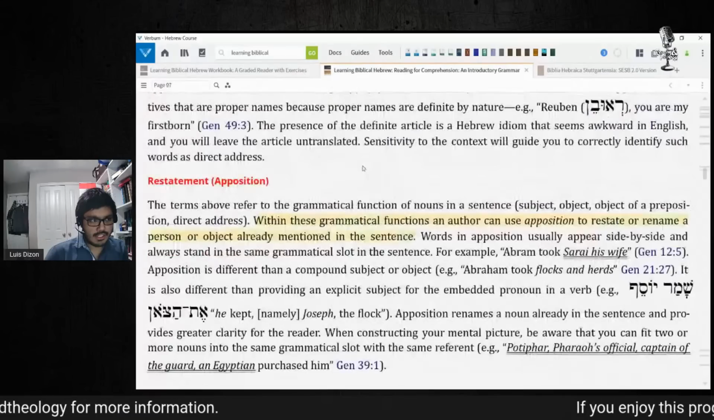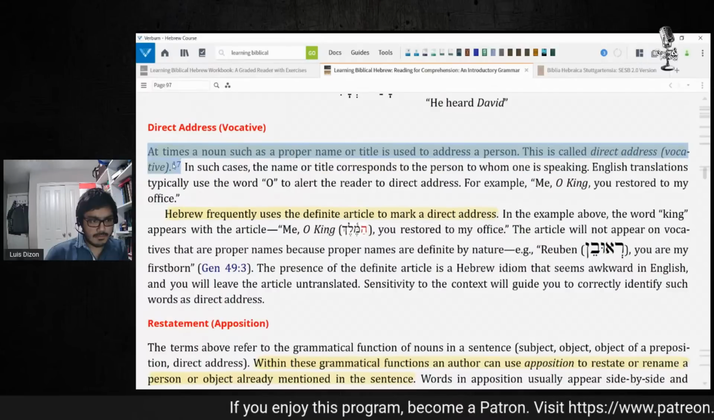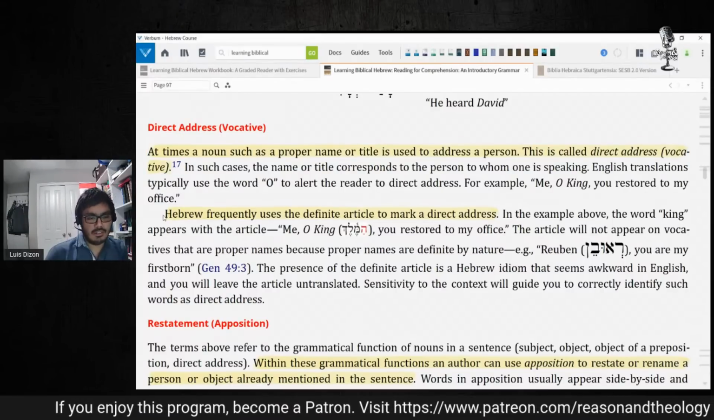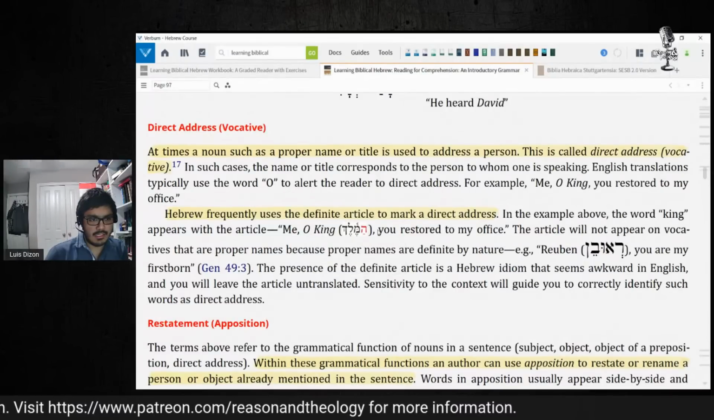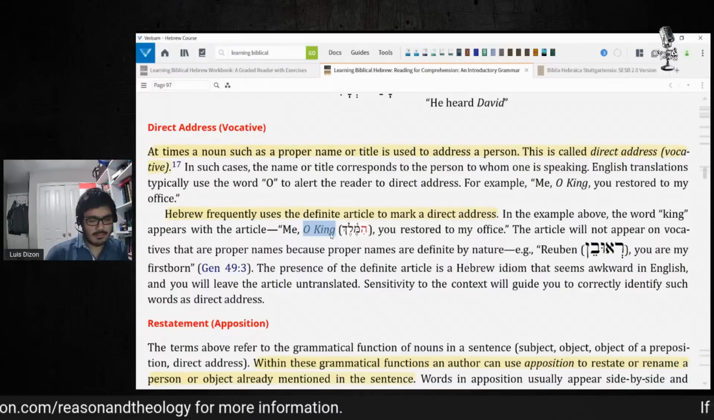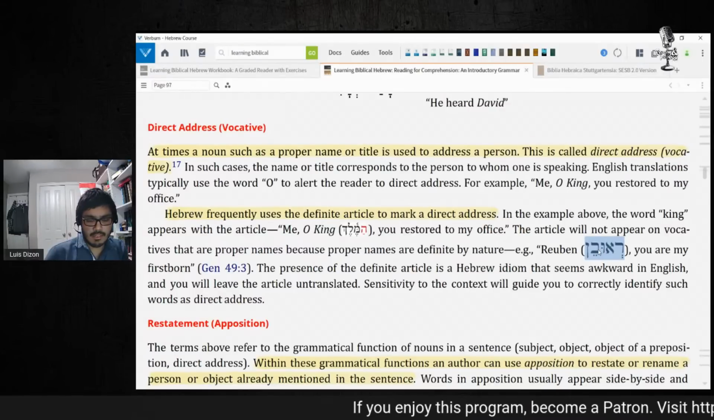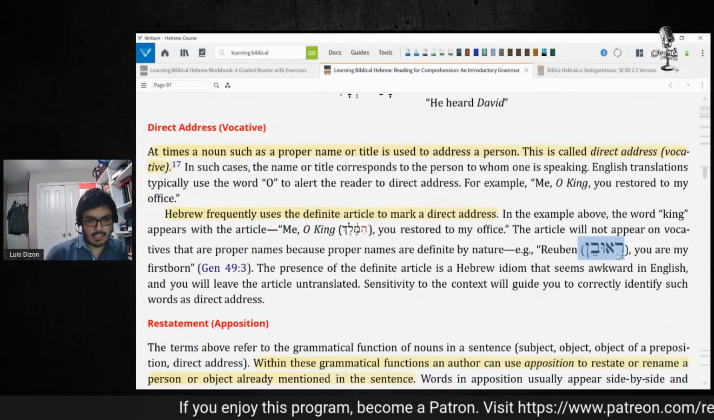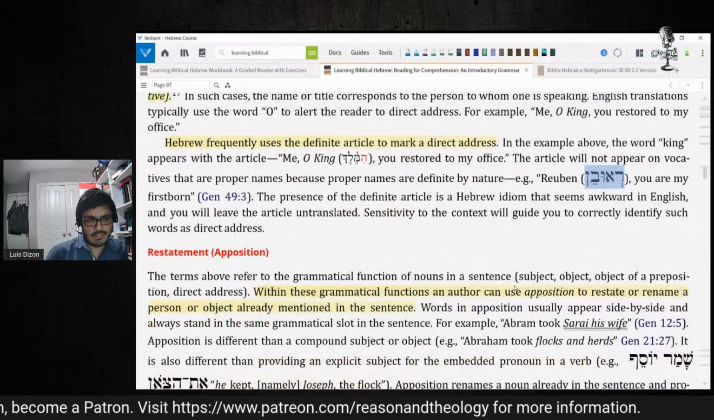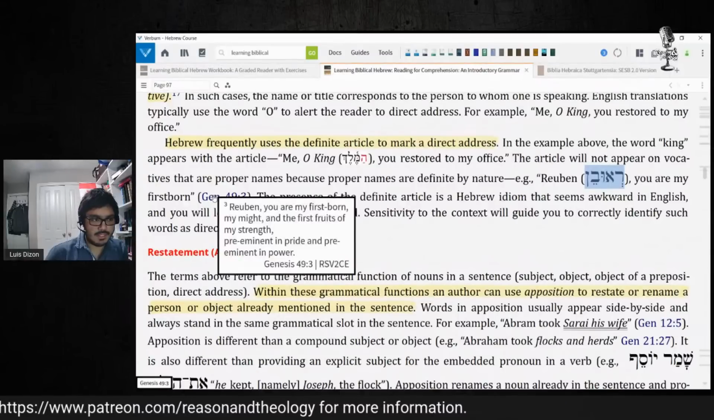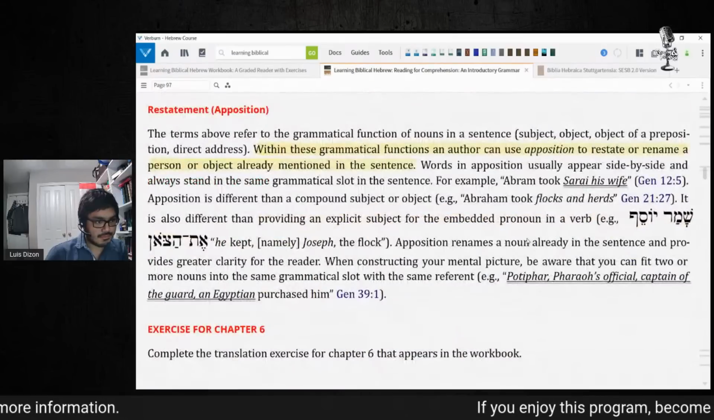And then a couple more things. You have direct address or the vocative. So the definite article is sometimes used to indicate it, but not always. So Hamelech, so the king, but if it doesn't make sense to say the king in that context, it could mean O king. Definite proper nouns, such as names, will not take a definite article ever. So sometimes it is a vocative, but you would have to know from the context. So Reuben, you are my firstborn. You'll know from the context.